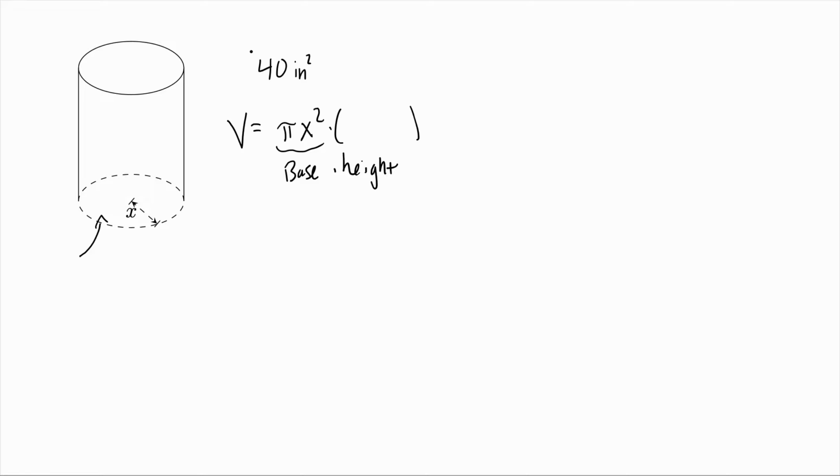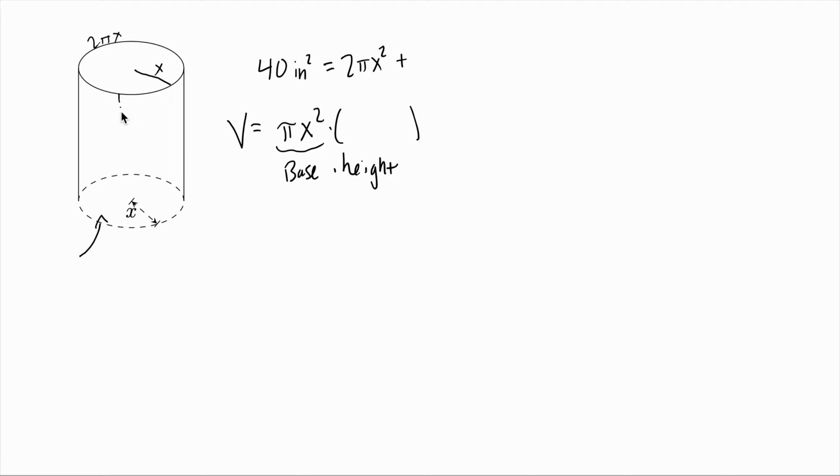Well, what do we know? We know the surface area is 40 square inches. Surface area, what is that? That's the base plus the base, so it's twice the base, 2 pi x squared, plus the lateral surface area right here on the side. How do you get that lateral surface area? Well, if you took the circumference of this, so you have a radius of x, the circumference is 2 pi times that, so 2 pi x.